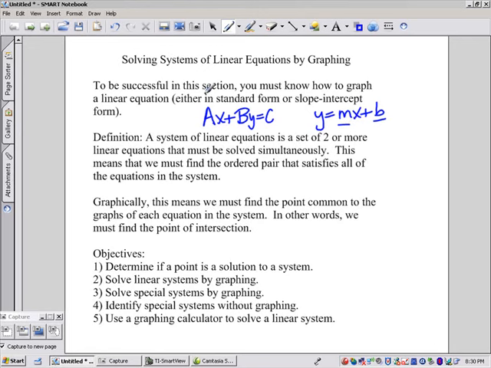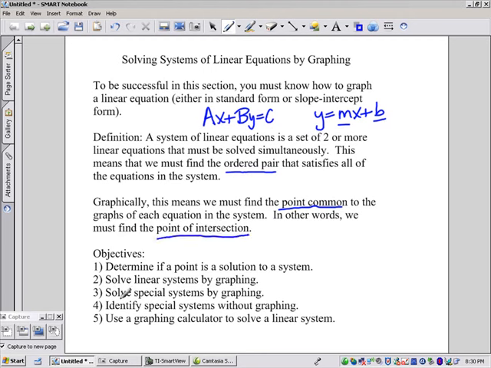So what is a system of linear equations? A system of linear equations is a set of two or more linear equations that must be solved simultaneously. This means that we must find the ordered pair that satisfies all of the equations in the system. Graphically, it means that we must find the common point to the graphs of each equation in the system, or in other words, we find the point of intersection.